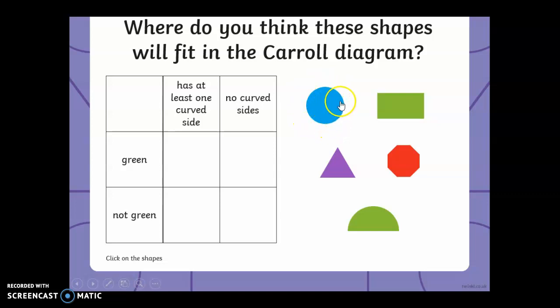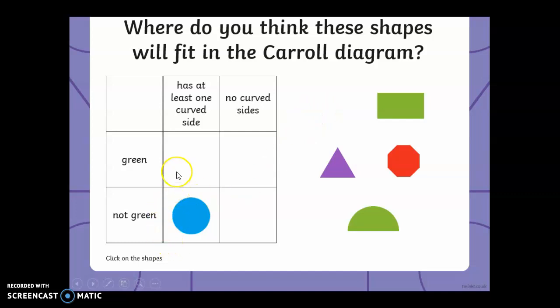Okay? So let's look at this. It has one curved side and it's blue. So let's think, where should it go? Let's try this one. Has at least one curved side. Yes. So it goes either in this one or in this one. Is it green? No, it's not. So it doesn't fit there. Not green. It's blue. So it is not green. Let's see if it's in the right place. That's it.